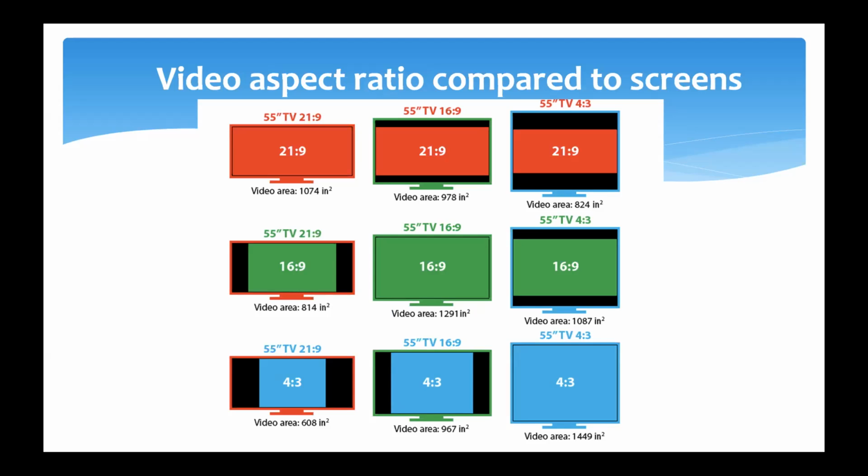So this is just to show you what is, so the top row is 21 by 9 being displayed on different aspect ratios of screens, and then 16 by 9. So in the 16 by 9 example, the middle image fills the whole screen because it's the native aspect ratio, and the bottom, the 4 by 3, is the native aspect on the far right.